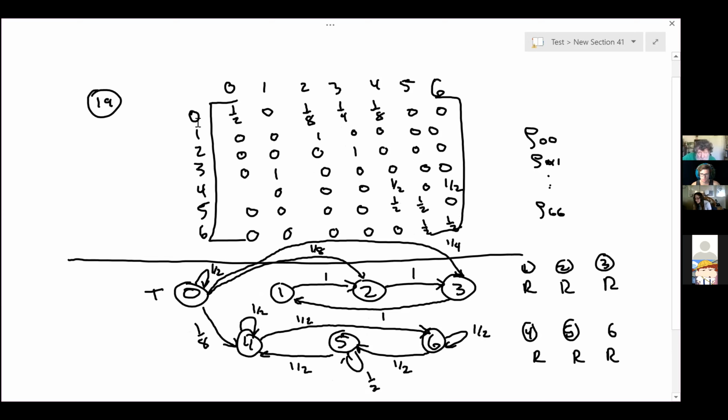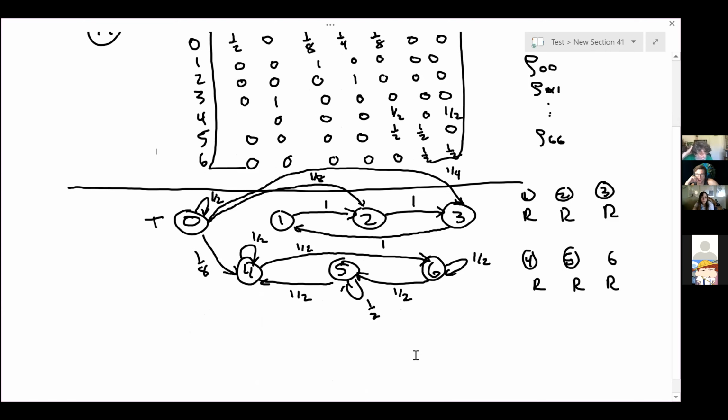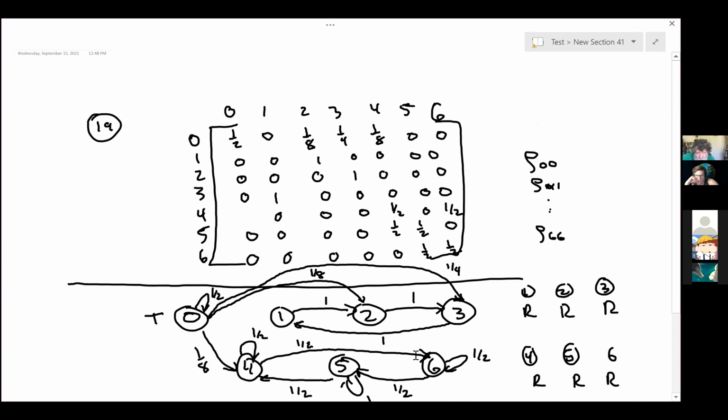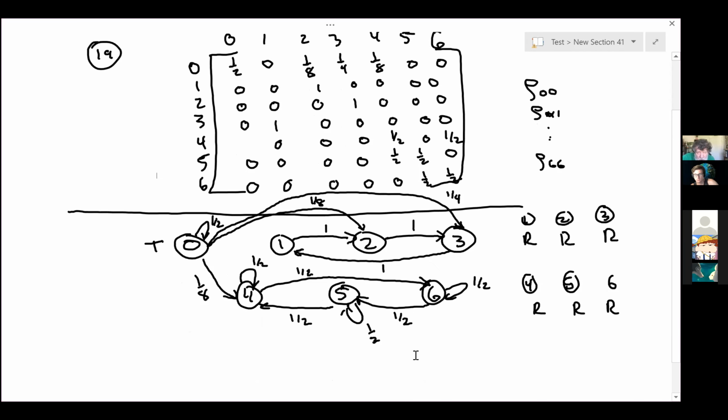Basically, you were given 7 states that are 0 through 6. And these are the transition probabilities of going from one to another. If you make a diagram from the matrix, it looks like this. All I wanted to do is analyze 19A, which asked which states are transient and which ones are recurrent. The one that was fairly clear is 0 is transient. Why?